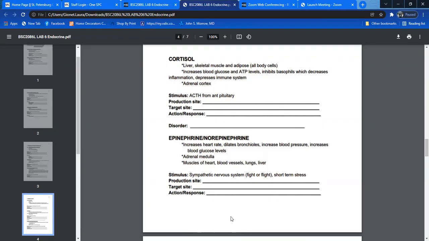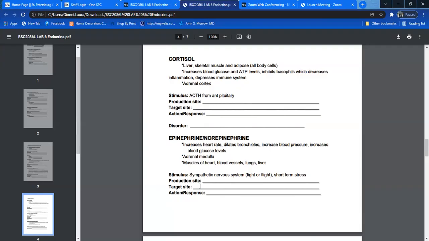All right, epinephrine and norepinephrine. All right, the stimulus is the sympathetic nervous system. Remember that one or two of the thoracolumbar nerves is going to travel to the adrenal medulla, right, to secrete epinephrine and norepinephrine. And that is generally considered short-term stress, in contrast to cortisol, which is considered long-term stress. The production site is the adrenal medulla, right?